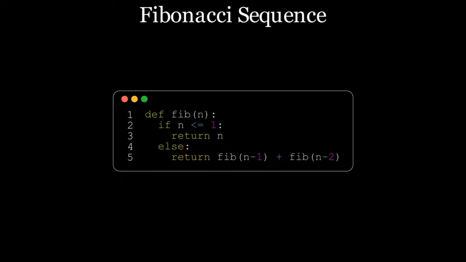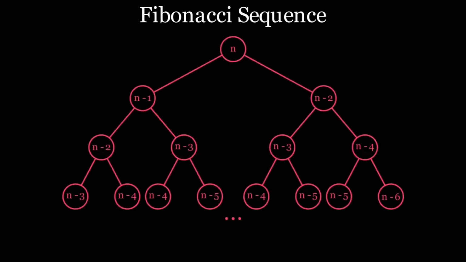But this function has a significant performance problem. To see this, let's first visualize the function calls as a tree. Starting from the root of the tree at n, the left path is the previous value and the right is the value before it. Each side of the tree will grow until we reach leaf nodes at one of those base cases of 0 or 1.